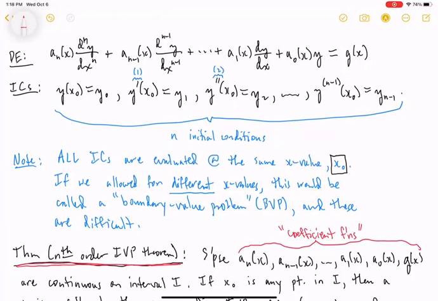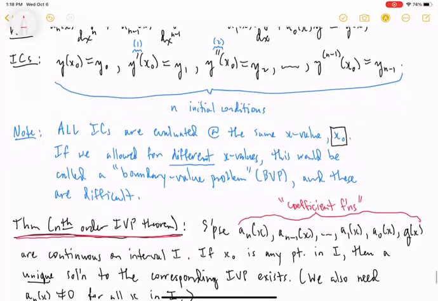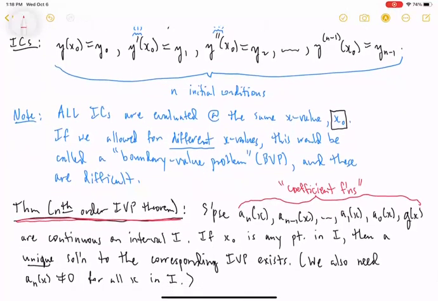Okay, that just means they're nicely behaved. There's nothing weird going on. If x0 is any point in the interval on which those things are continuous, then a unique solution to the corresponding initial value problem exists. Also, there's one more stipulation. We also need the leading coefficient function, an of x. That's the thing that was sitting next to the nth derivative. We need that to never be 0 on the interval that we're looking at.